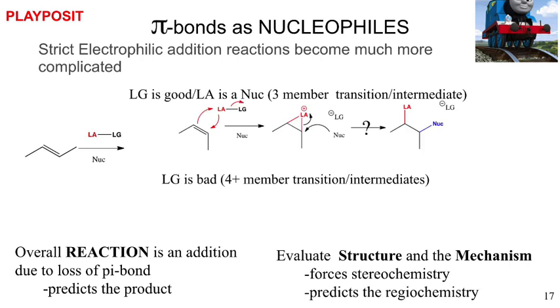There's that 3-membered intermediate. Okay? Good leaving group, you get this weird 3-membered intermediate. Okay? What happens if you have a bad leaving group? Well, if you get a bad leaving group, you get larger structures. You'll get 4-membered or larger ring structures. Okay, 4, 5, 6-membered rings.